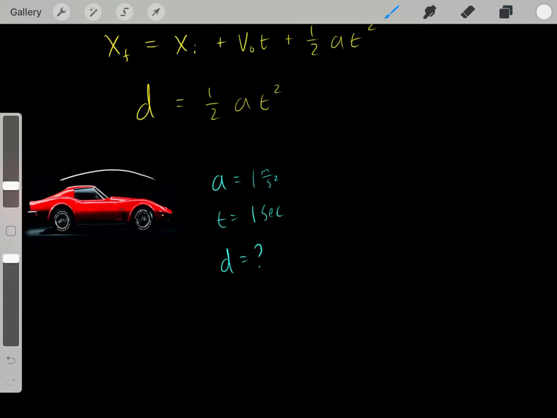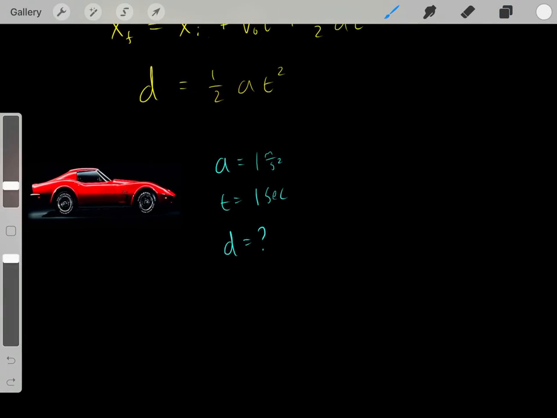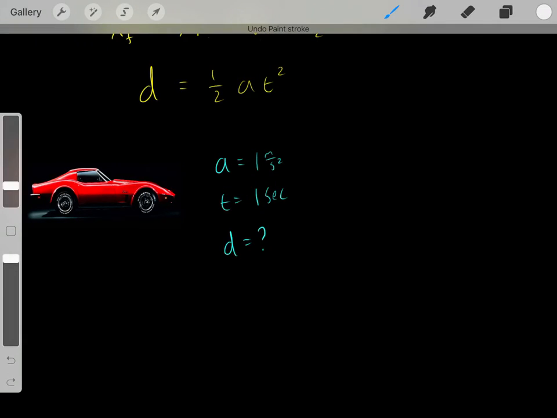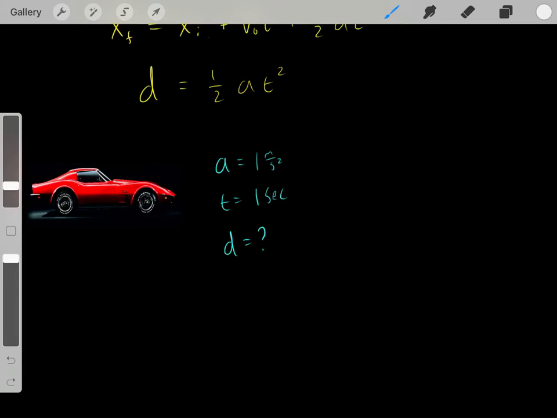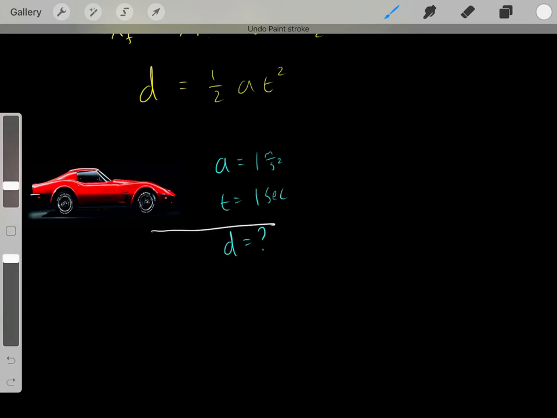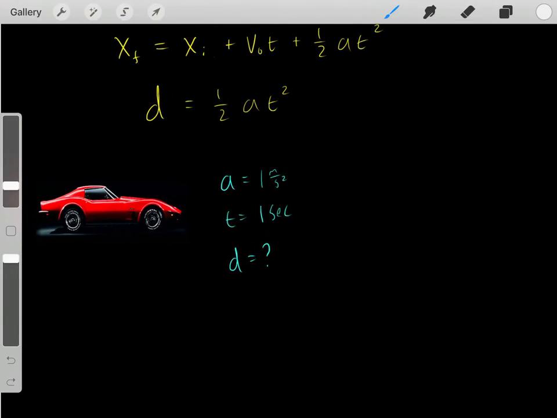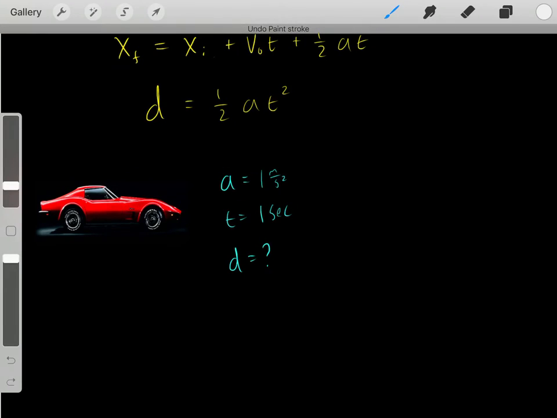Let's say we have this Corvette, this car, and let's say it has an acceleration of 1 meters per second squared. And let's say it's doing that acceleration for 1 second. If we had a Corvette with that acceleration, accelerating for that 1 second, how far would it have traveled? Well, the first thing we need to realize is, what is acceleration? What does it mean if we have an acceleration of 1 meters per second squared?